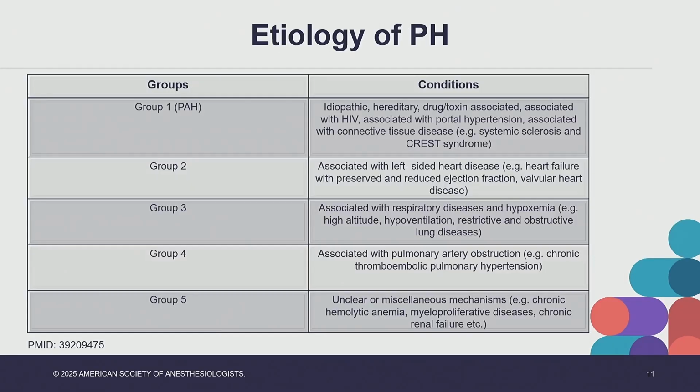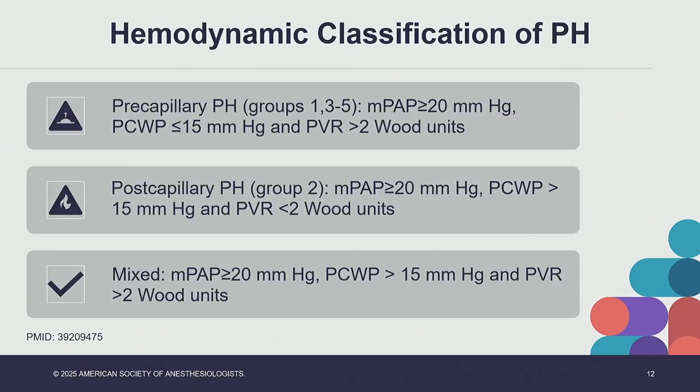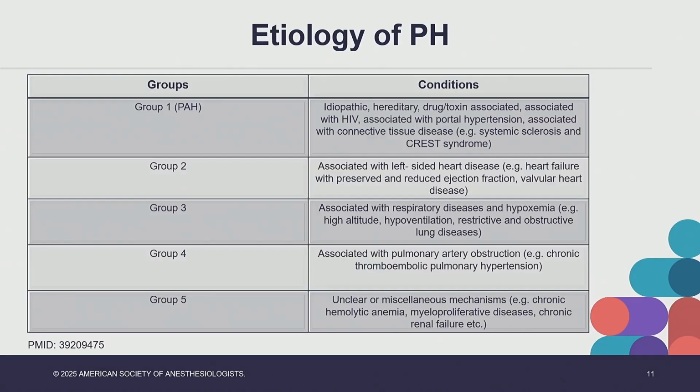Here's how we subdivide patients into different groups. Group 1, or PAH, pulmonary arterial hypertension, is usually due to idiopathic or hereditary causes, or drug and toxin associated. Group 2 is typically associated with left-sided cardiac disease. Group 3 is related to hypoxemia or pulmonary disorders. Group 4 is typically due to pulmonary arterial obstruction. And Group 5 is usually due to miscellaneous causes.